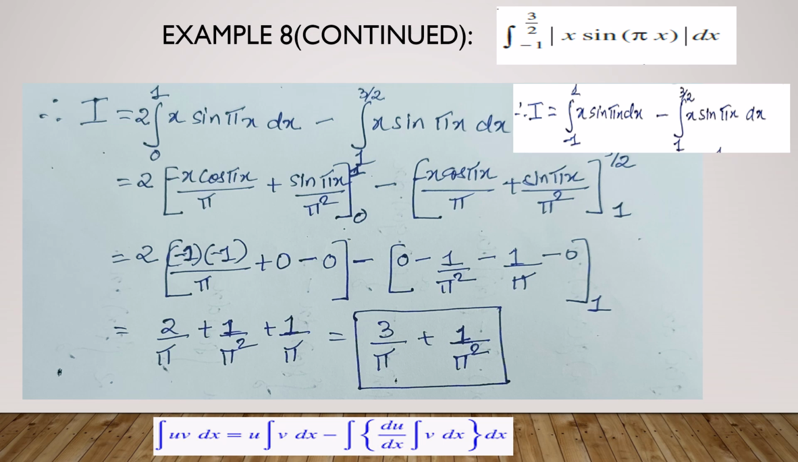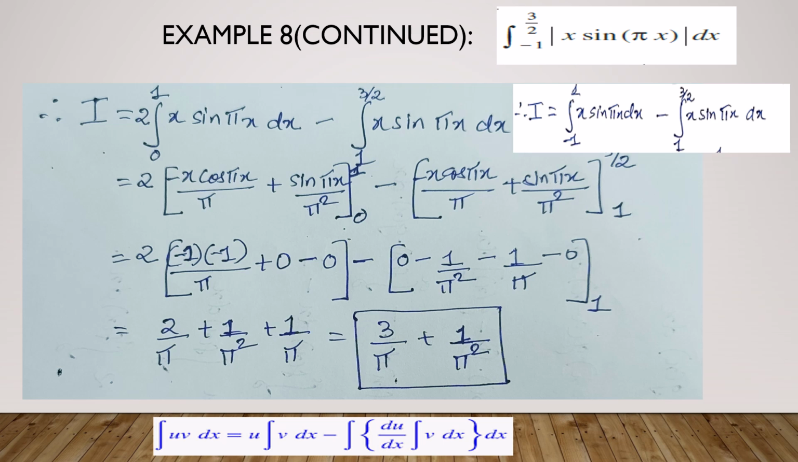For the integral you will be applying the rule of integral u v dx. Integral of u into v dx is u into integral v dx minus integral of du by dx times integral v dx. That rule is very clear, we have discussed it previously. Over here your first function u is x and the second function is sine pi x. And you know the integral of sine pi x is minus cos pi x upon pi. So put those values. For the first term you will be getting minus x cos pi x by pi plus sine of pi x by pi square.